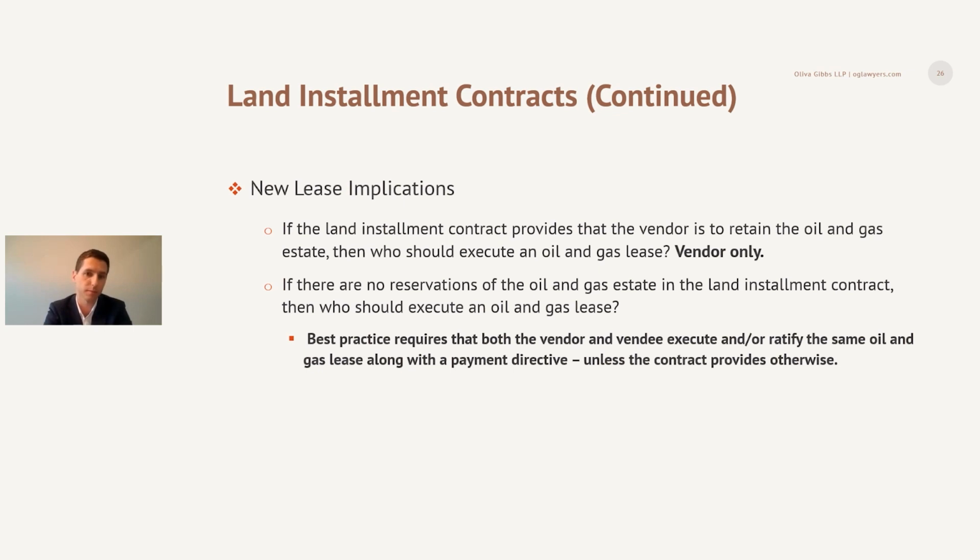So, vendor owned. More times than not, you're going to see a land installment contract that says nothing about oil and gas being reserved. When you come across that, the question becomes who needs to execute the lease. Those situations are different. And so best practice is really going to require that you get both to execute a lease. And even further, it's always helpful to have a payment directive, so you're covered against potential disputes between the parties as to who's to receive what payments.